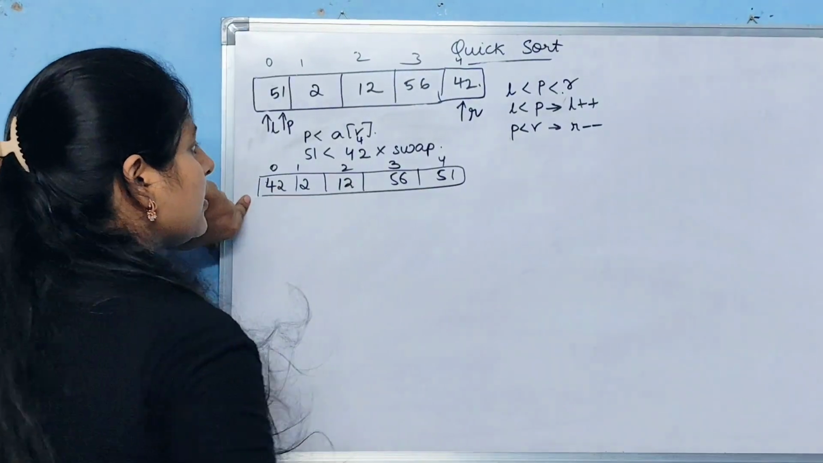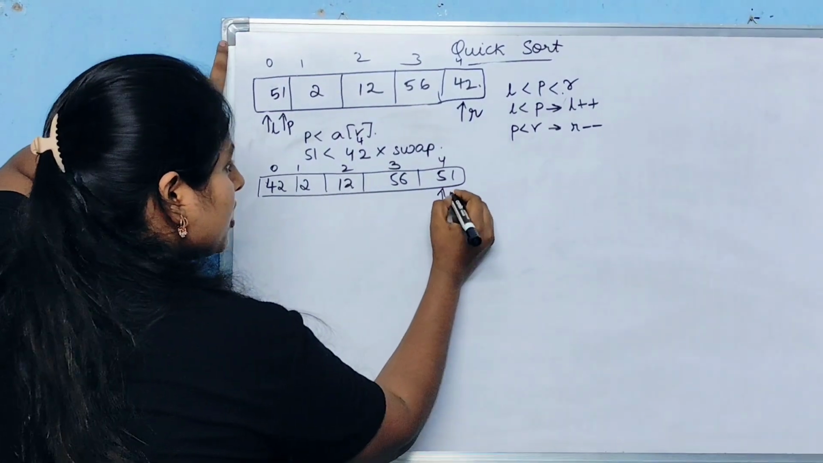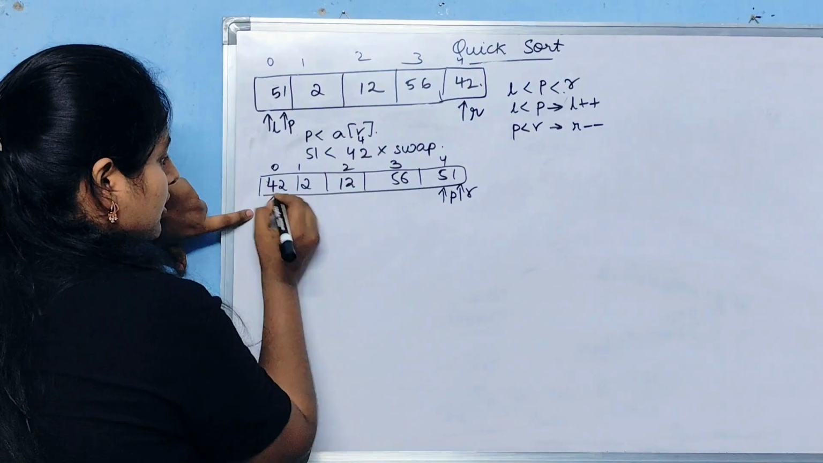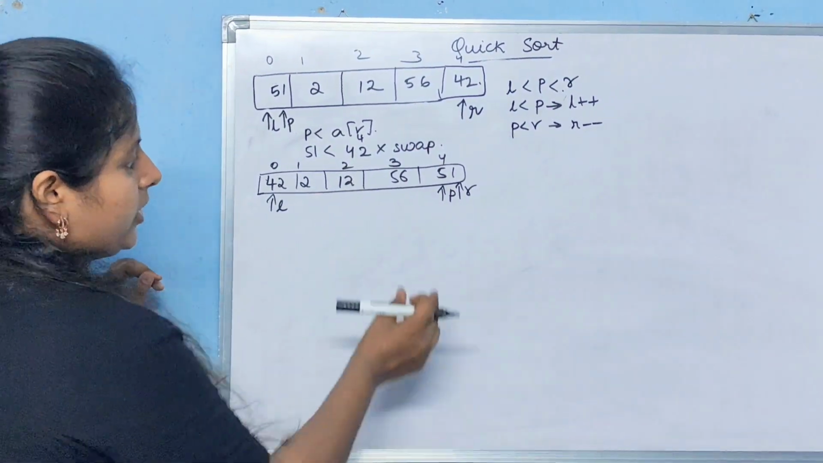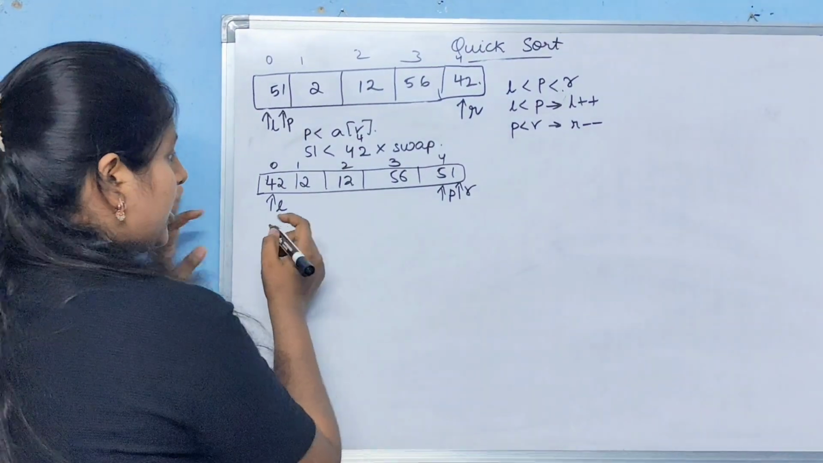Swap. Okay, so after swapping, 42, 2, 12, 56 and 51 will be placed over. Right? Okay, what was my pivot element? 51. So this is my pivot. Did my right change? No. Did my left change? I did not increment or decrement this, so it remains like that only. Now pivot and right are placed on the same element. Now what should I do? I should go for opposite direction.